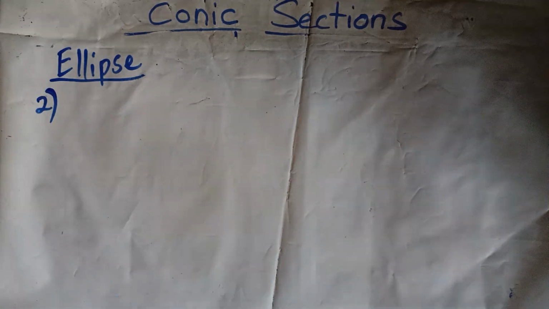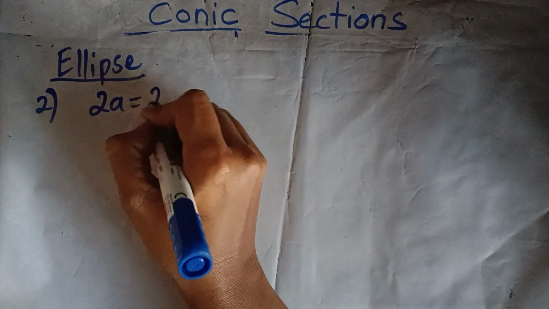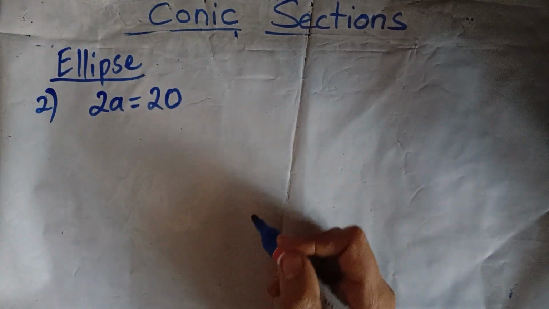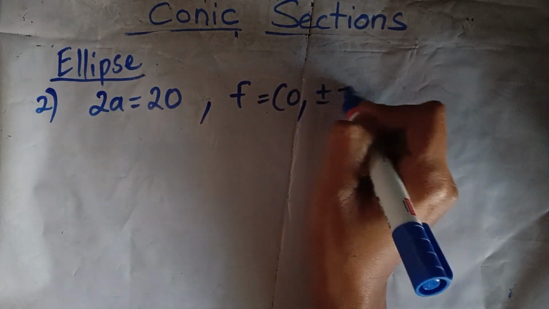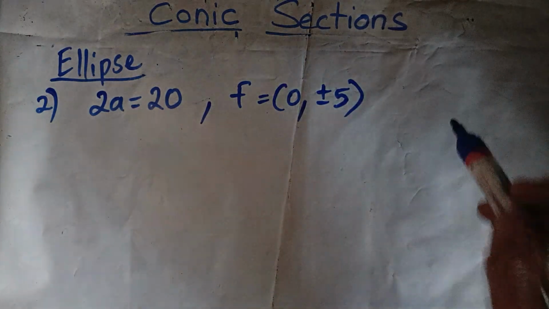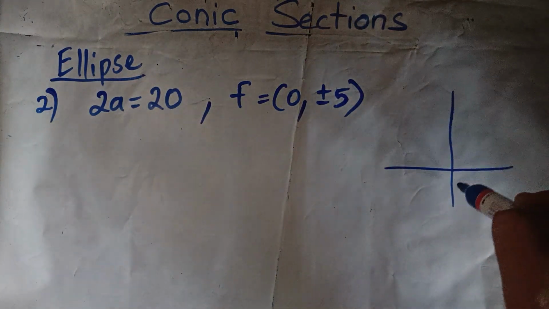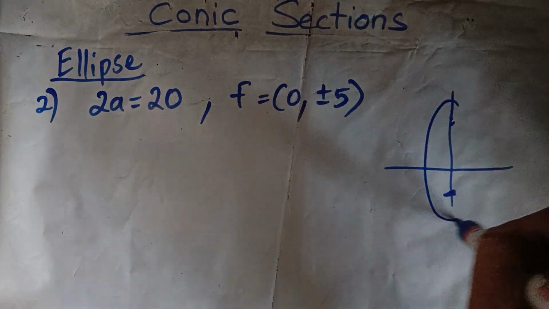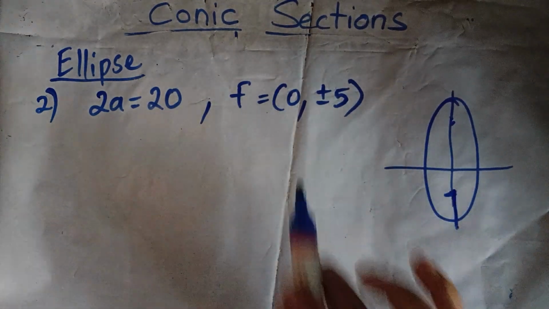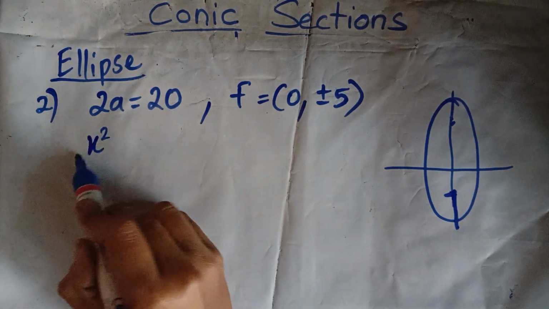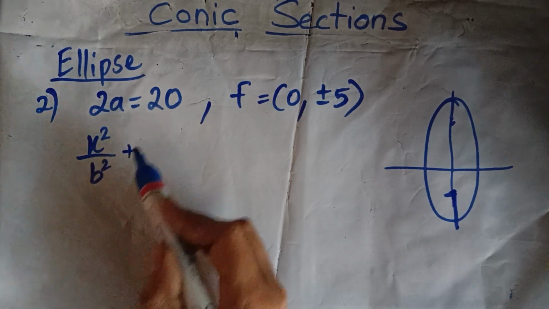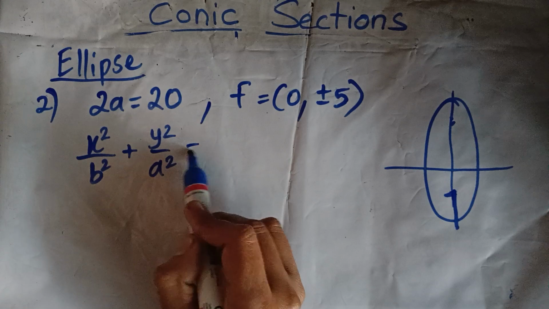Okay. Next question. Find the equation of the ellipse whose length of the major axis is 20. So 2a is given as 20, and the focus points are given as 0, plus or minus 5. Now, these focus points are on the y-axis, so this is our vertical ellipse. So the equation is x square upon b square plus y square upon a square equal to 1.